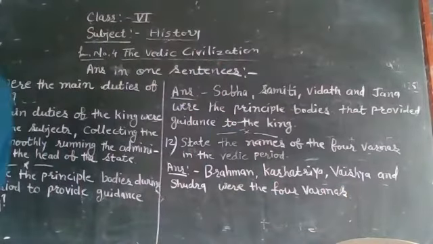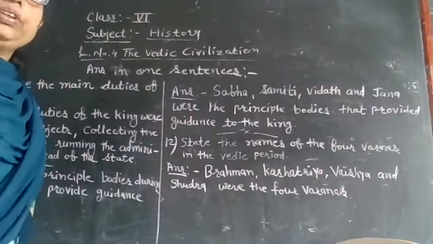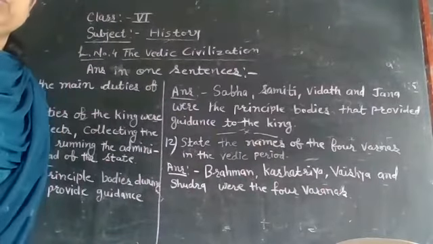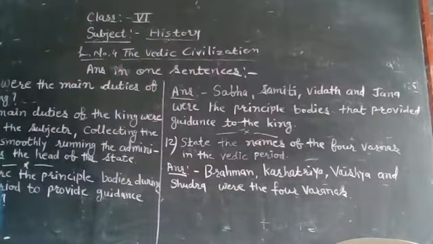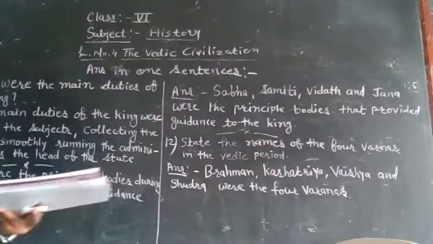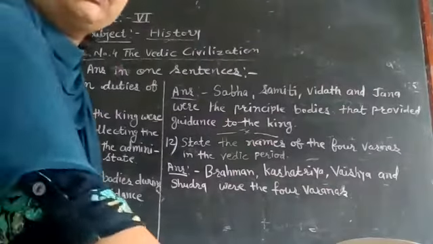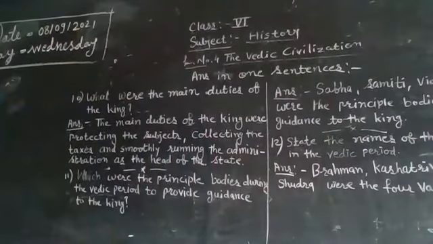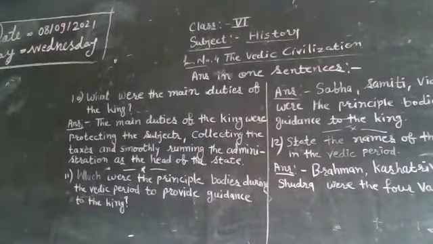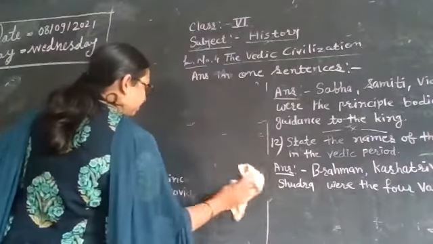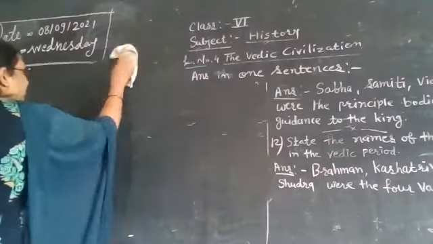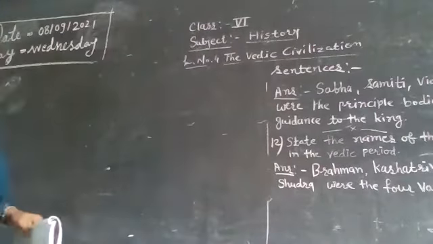Okay, see here. State the names of the four Varnas in the Vedic period. Brahman, Kshatriya, Vaishya and Shudra were the four Varnas. Okay, during the British period. Next question. Now, next number.